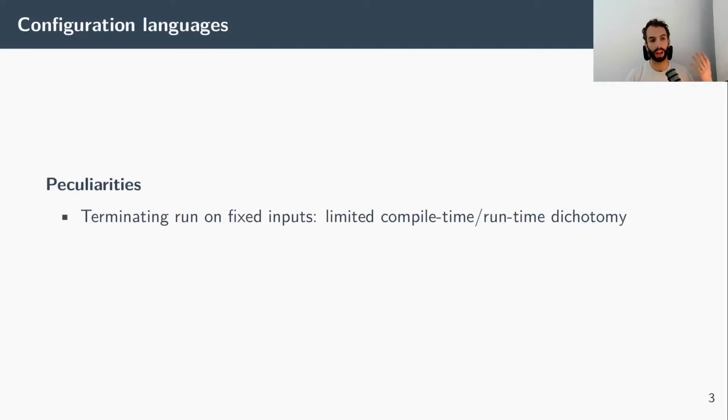However, configuration languages are a bit specific. In particular, a configuration program usually has a terminating run on fixed input. Those languages are pure, so once it got its arguments from the outside, there is, so to speak, only one code path that is triggered. And this limits the dichotomy between reporting error at compile time and reporting error at runtime.